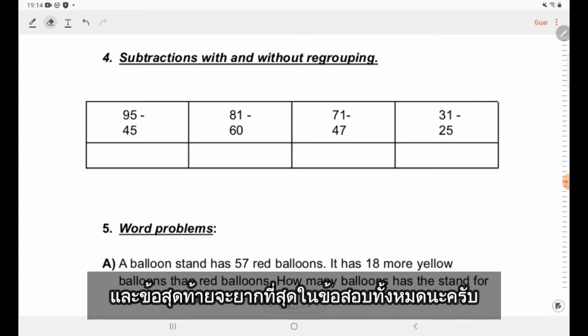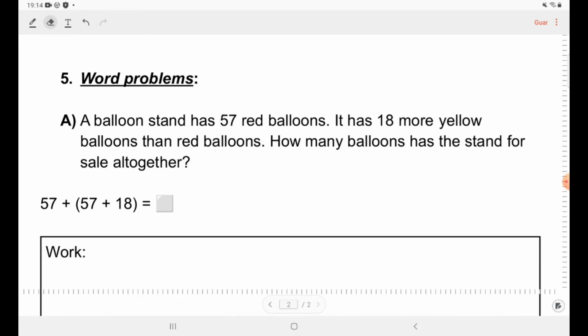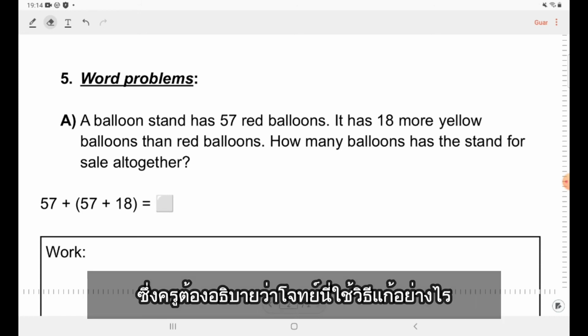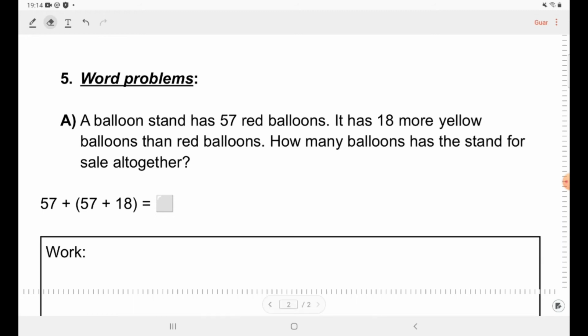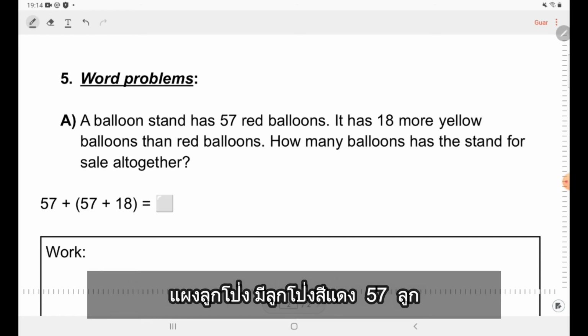And finally, we have the hardest exercise in this test. These are word problems. We have 2 of them. I'm going to explain what they mean and how to solve them, and you just have to solve the operation. First of all, let's read together the word problem. Let's do it.